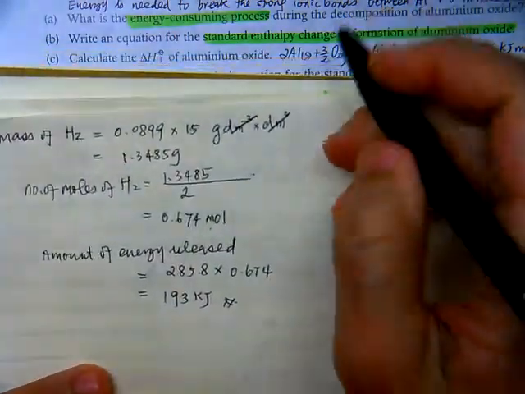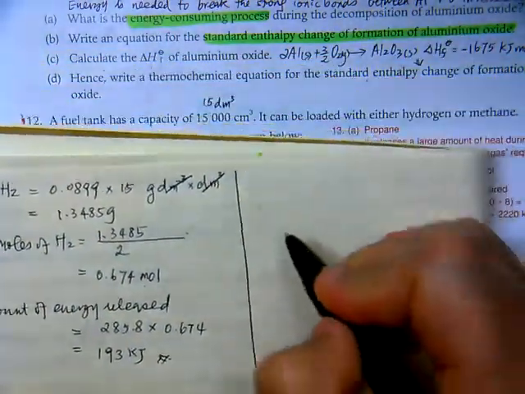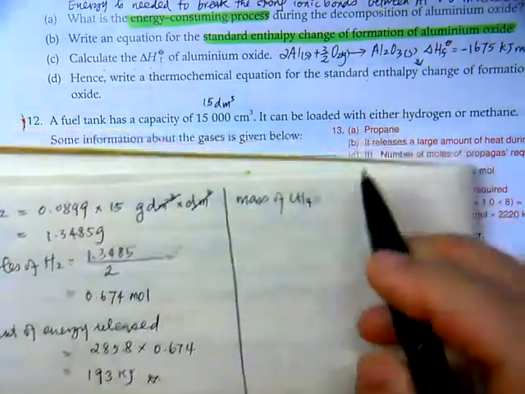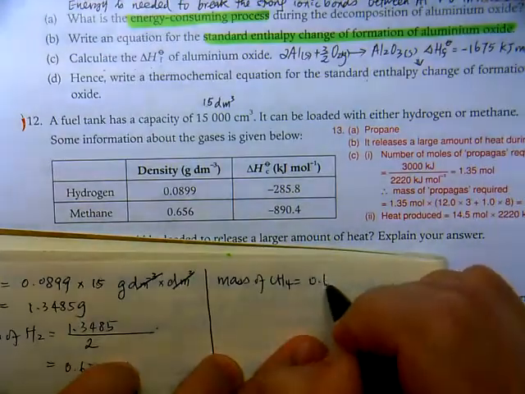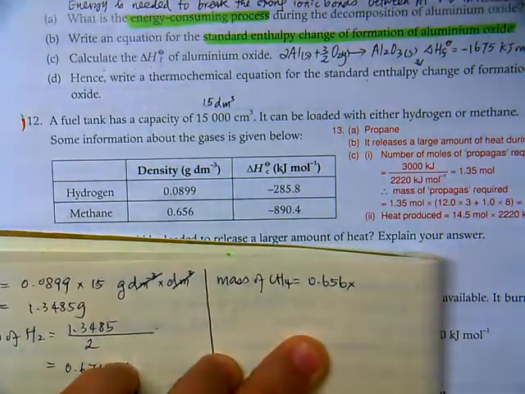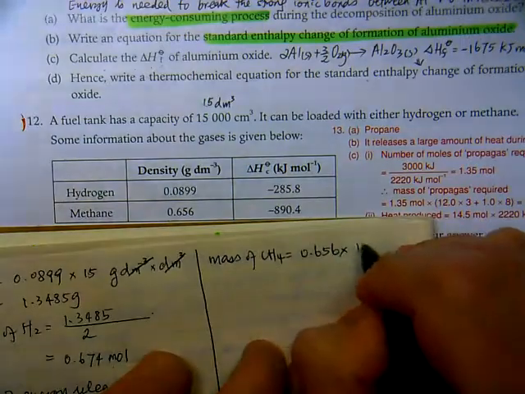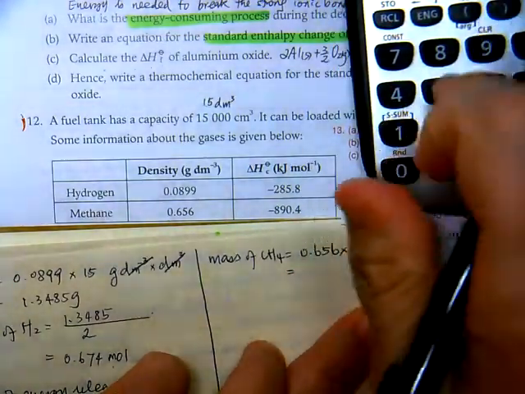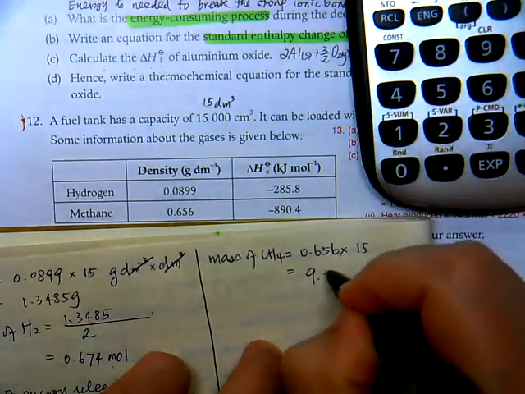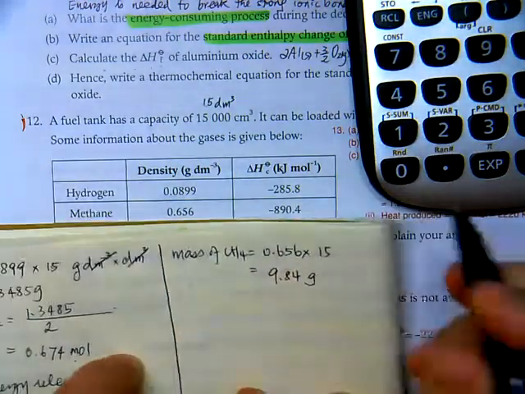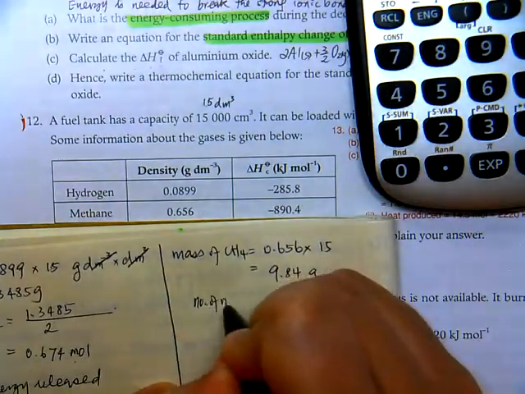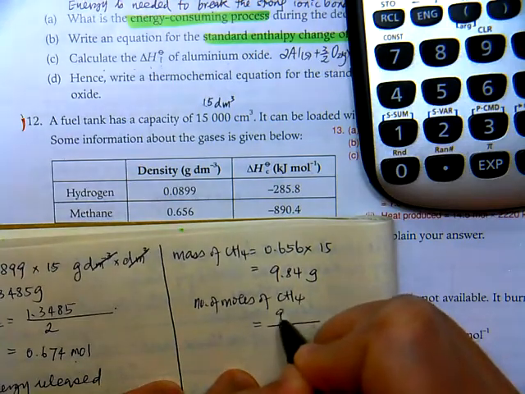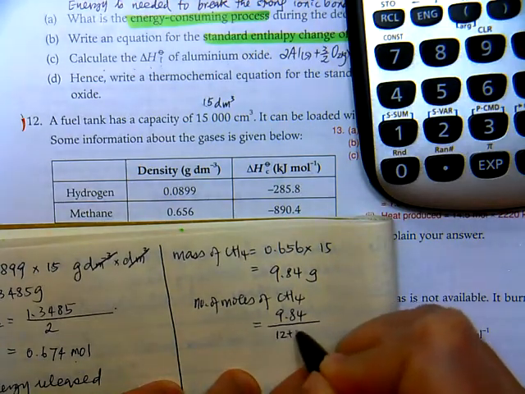Use the same method to calculate, first of all, mass of methane in the container, which is equal to its density times volume. Volume is 15 dm³. 9.84 gram. How many mole? Number of moles of methane is equal to the mass of methane over molar mass of methane.